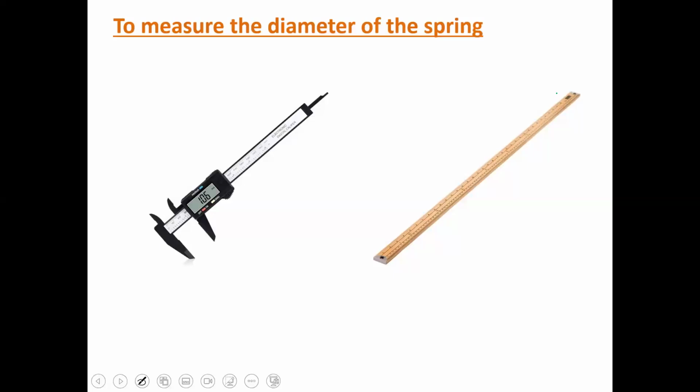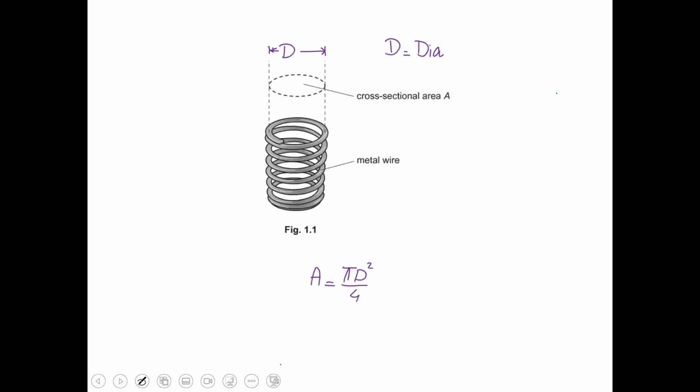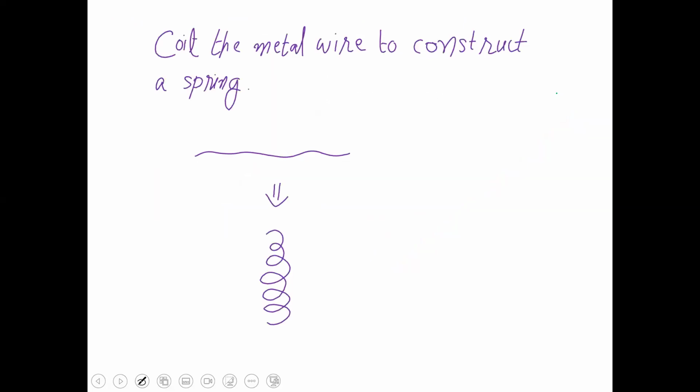How do I measure the diameter of the spring? I can use a vernier caliper. I can measure at different positions. Look, this is the diagram. Once I get the diameter, I can find the area. Area is equal to pi d squared upon 4. This is how I can find the area. And then I can count the number of turns. This will be my n.